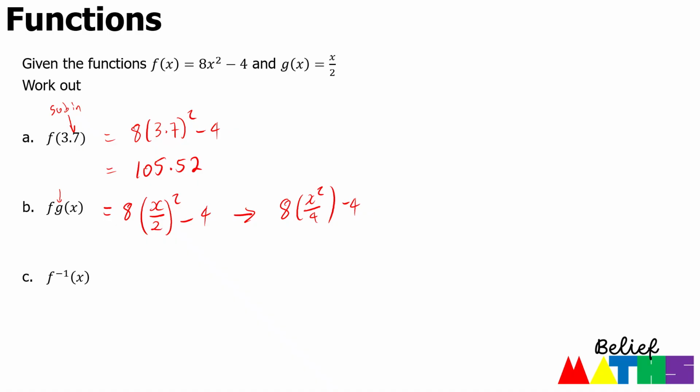So 8 divided by 4 is 2. So that then gives us an answer of 2x squared minus 4. And that's f of g of x. And finally, we've got the inverse function of f.